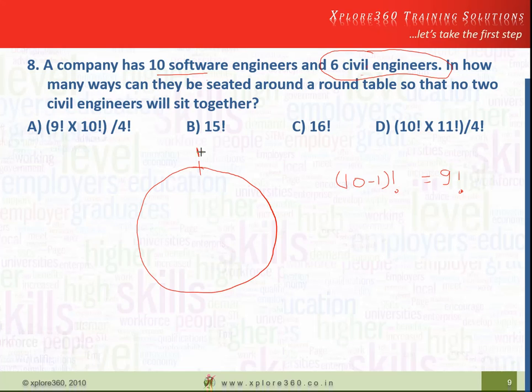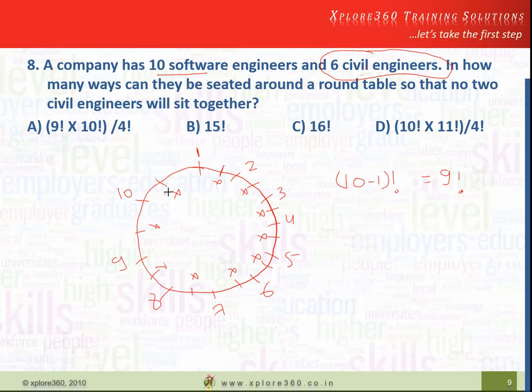So I'm going to mark. I'm trying to make things simple to understand. 1, 2, 3, 4, 5, 6, 7, 8, 9, and let us say 10. So these are the software engineers. Now, where the civil engineers are going to sit? Here, here, here, here, here, here, here, and here. So all the civil engineers are going to sit in between the two software engineers.